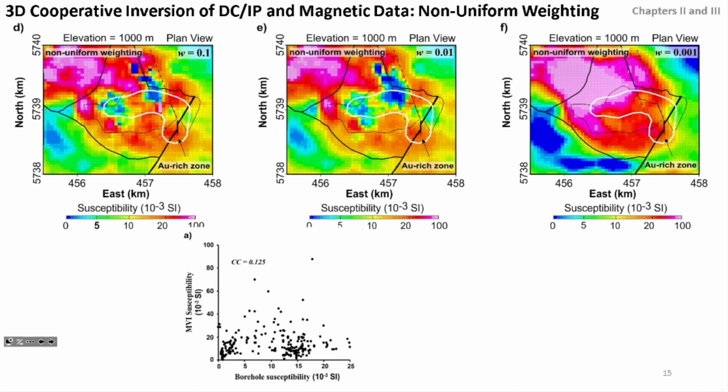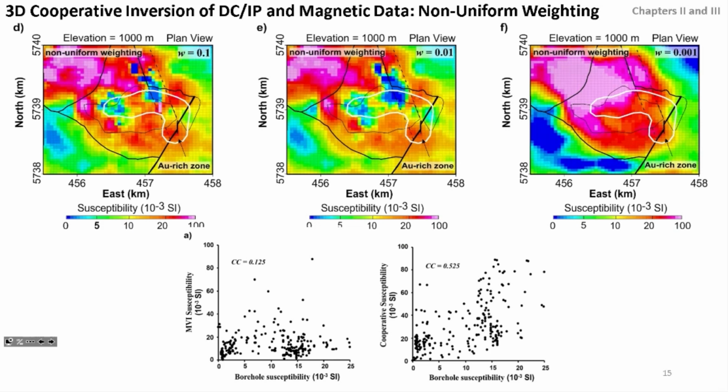The unconstrained and cooperative susceptibility results are evaluated by measured susceptibilities of borehole samples. As can be seen on the right, the cooperative inversion has produced a more accurate 3D susceptibility model compared to the unconstrained inversion on the left.